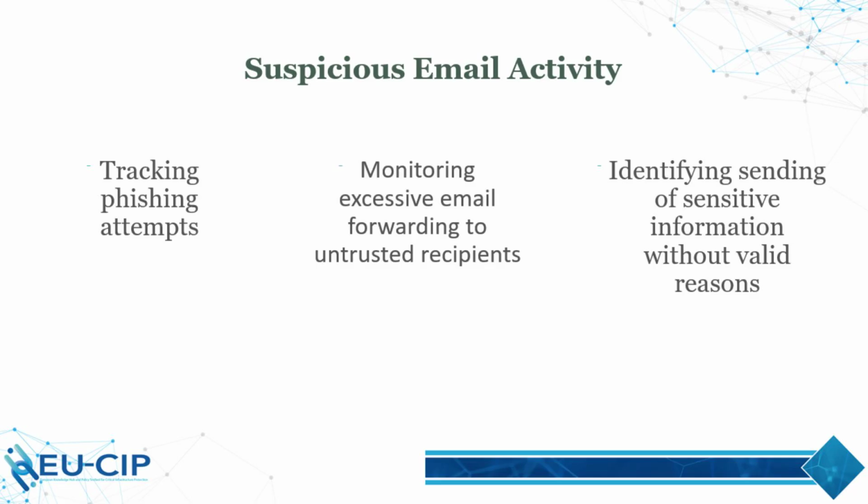Email activity is a common vector for insider threats, and monitoring it closely can reveal early signs of risky behavior. Start by tracking phishing attempts. Employees who frequently interact with suspicious emails, especially those aiming to steal credentials or access internal systems, may unknowingly aid malicious activity. Next, keep an eye on excessive email forwarding, particularly when messages are sent to external or untrusted recipients. This behavior could indicate an attempt to leak information.